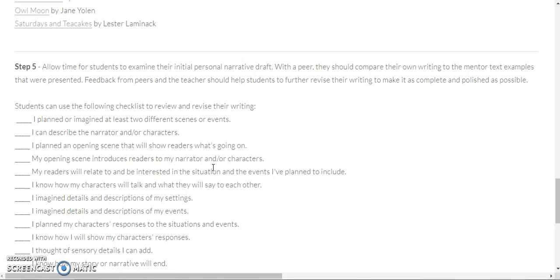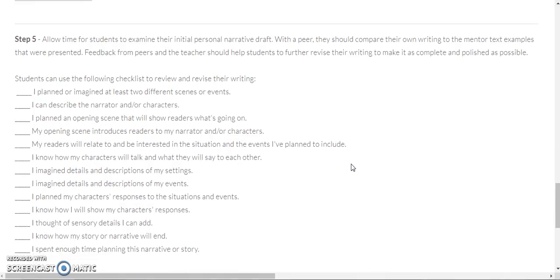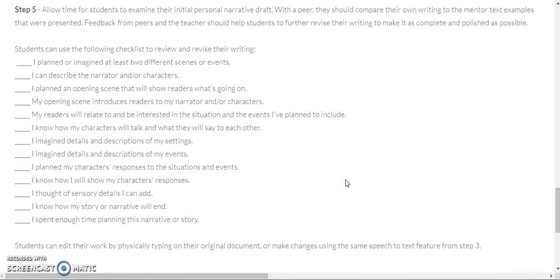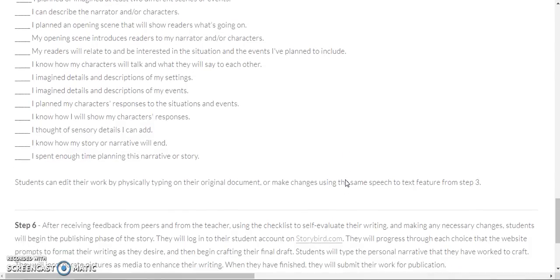And so I included here a checklist that I might have my students use as they review and revise their writing. They could go down that checklist just to see if they have all the different elements that their writing should have. And so I think I would have to kind of see how it goes if I have them physically type it on the document, if they continue to use the speech-to-text feature, whatever would work best for them.